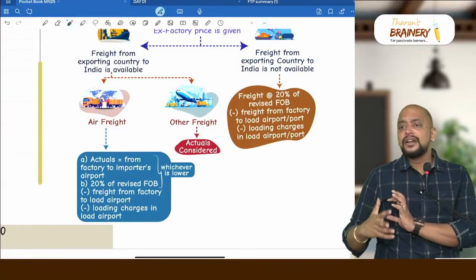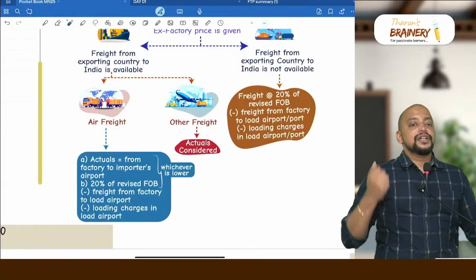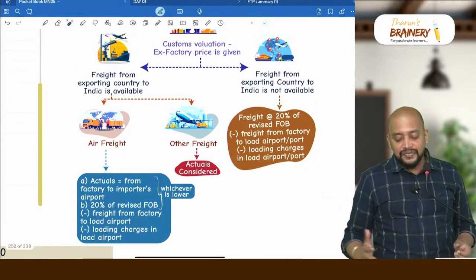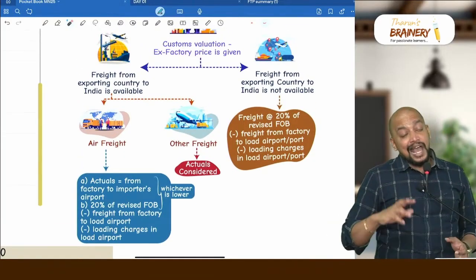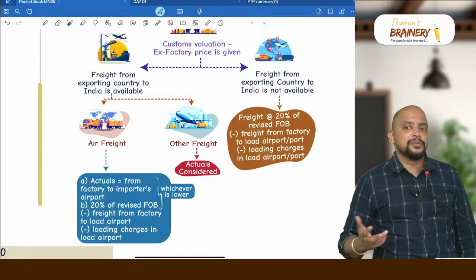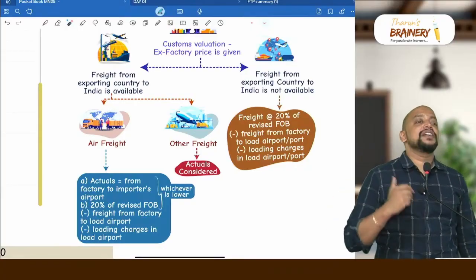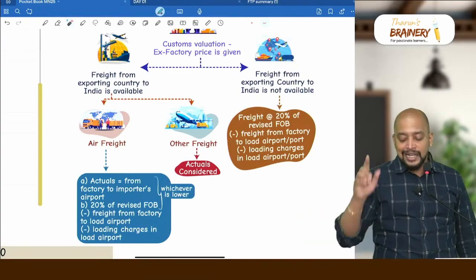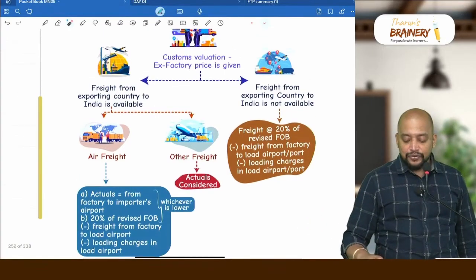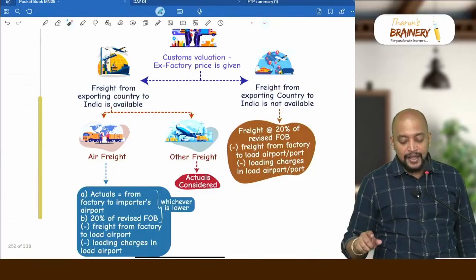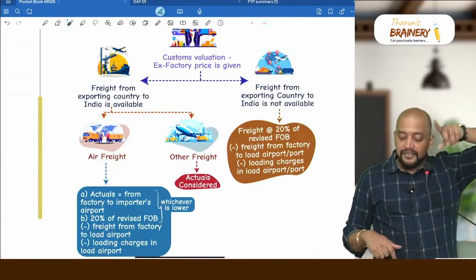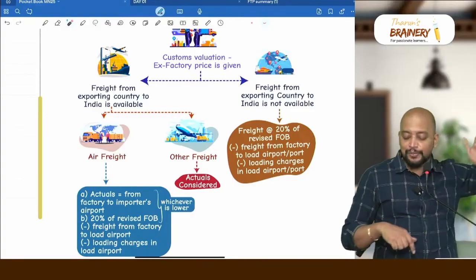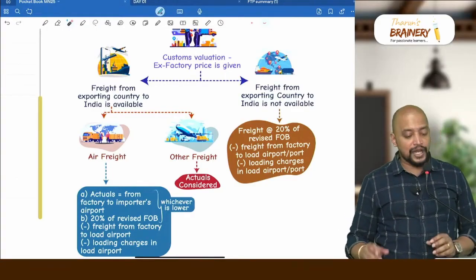If it is other freight, there is no 20% comparison, so we will take the actuals. When freight from the exporting country is not at all ascertainable, by default you need to take 20%. Wherever 20% comes, the same story again: freight at the rate of 20% of revised FOB minus, we need to separate, from which place to which place? Factory to the load airport or port, minus loading charges in the load airport or port.